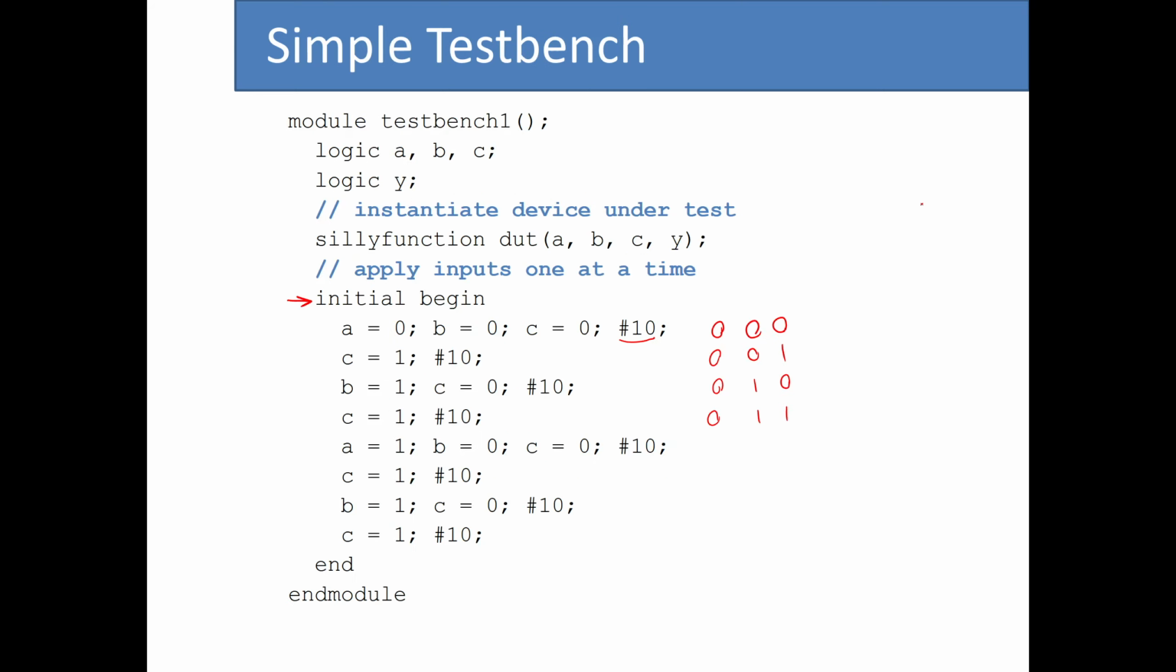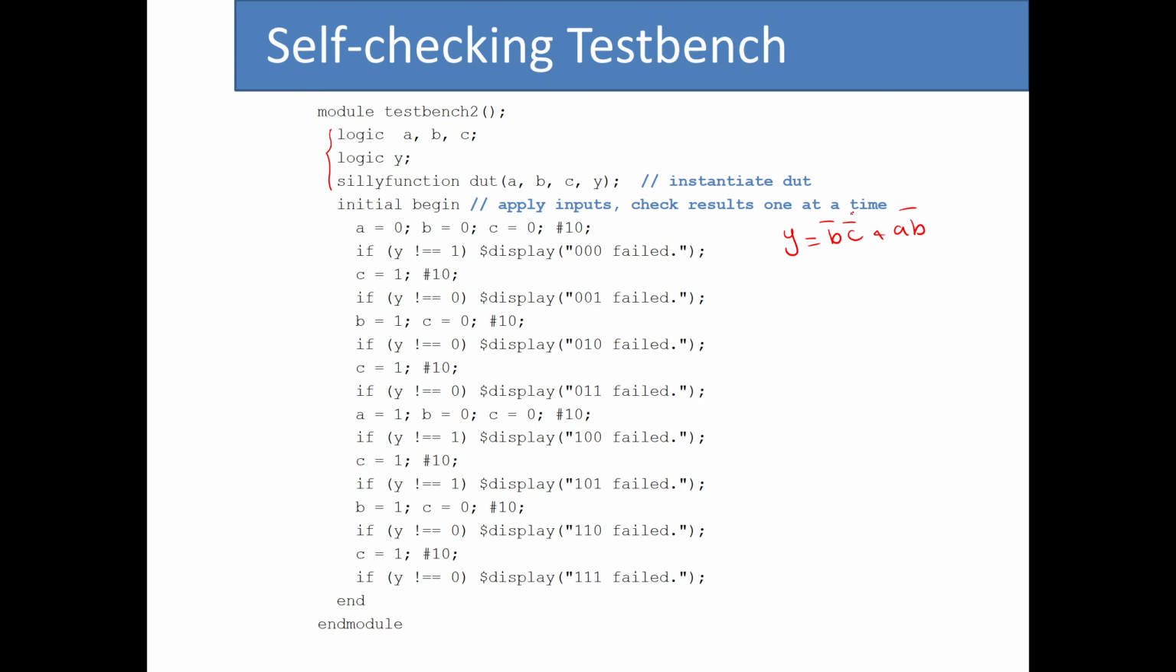So let me just double check. Yes. So what should be the value of function y when a, b, c are basically 0? A equals b equals c equals 0. So when a and b and c are 0, this part b bar c bar is 1, while this one is 0. So y is basically 1.